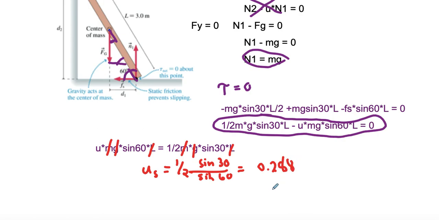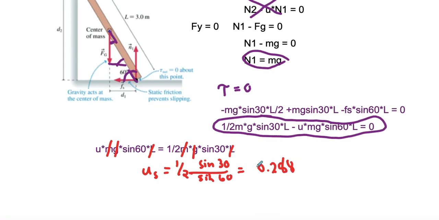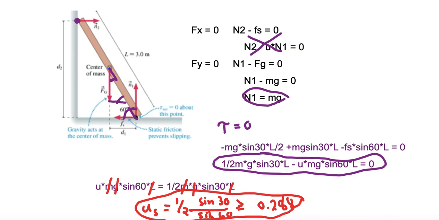So our coefficient of friction has to be, we need to make this an equality right here. If it is bigger than this, it won't slip. If it's smaller than that, it will. So it has to be greater than or equal to 0.288, and that is the answer to this question. So that is static equilibrium.